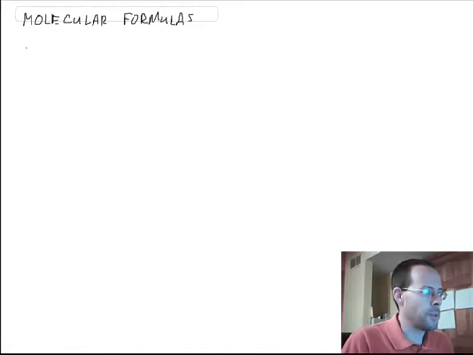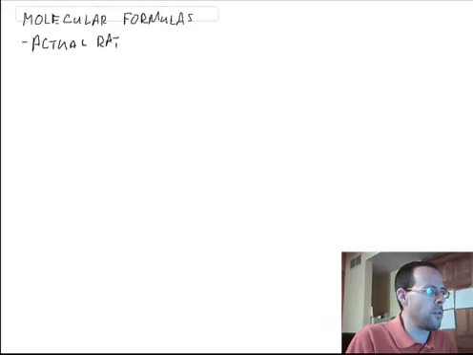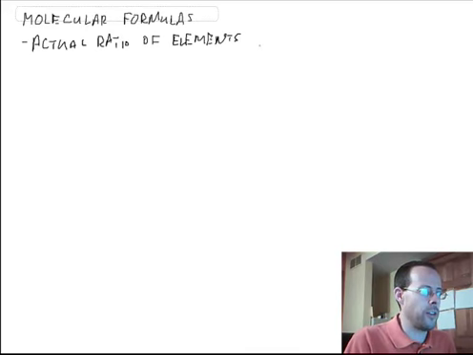So molecular formulas are very similar to empirical formulas, but we might define molecular formulas as the actual ratio of elements in a compound. So empirical is the lowest whole number ratio, right? And the actual ratio of elements in a compound sometimes is the same as the empirical formula, but sometimes it can be different as well.